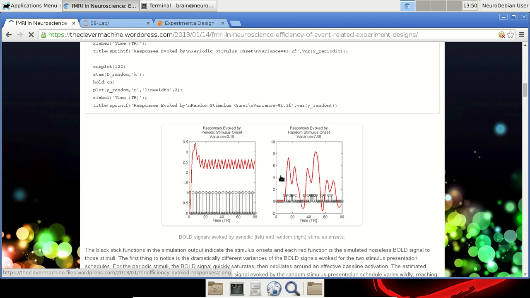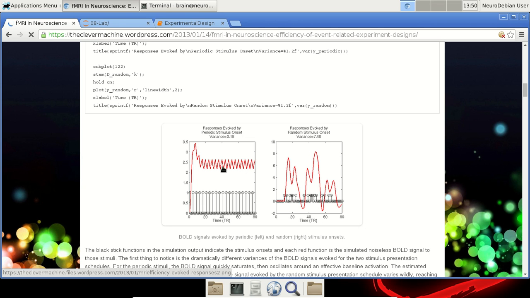So we need to add in lots of jagged noise components in order to essentially wash out what we would be able to estimate from the variances in the signal. Whereas for when it's periodic, we wouldn't need to add in as many noise components in order to essentially swamp out the measured signal that we have.